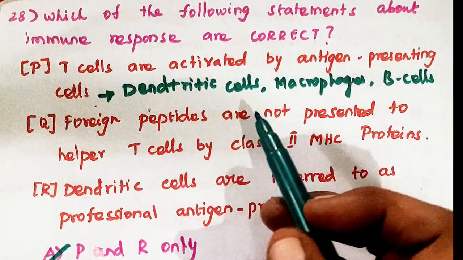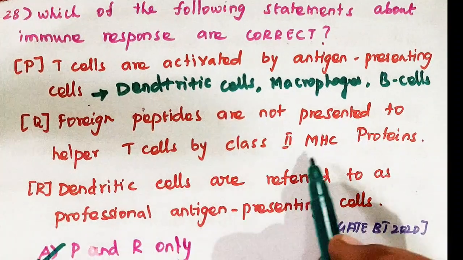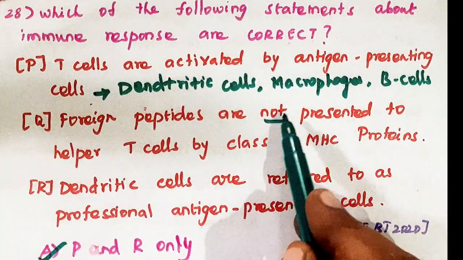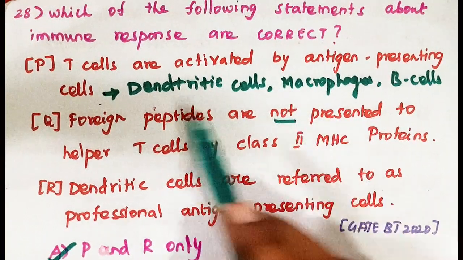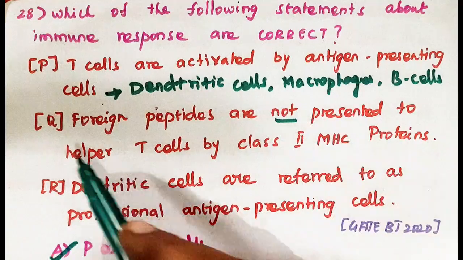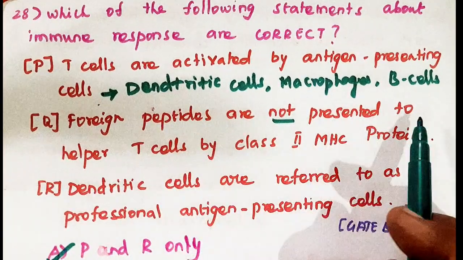Foreign peptides are not presented to helper T cells by class 2 MHC protein. So it's wrong. Foreign peptides are presented to helper T cells by class 2 MHC protein. So this option is wrong. Here they should give: foreign peptides are presented to.